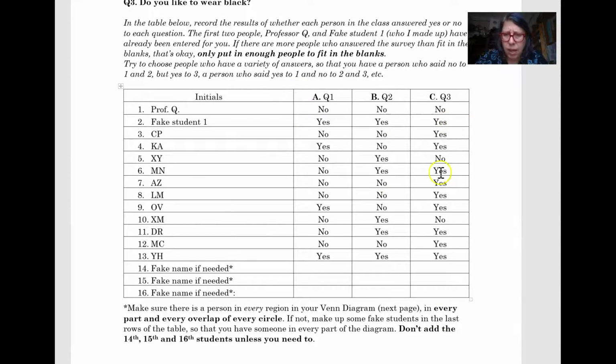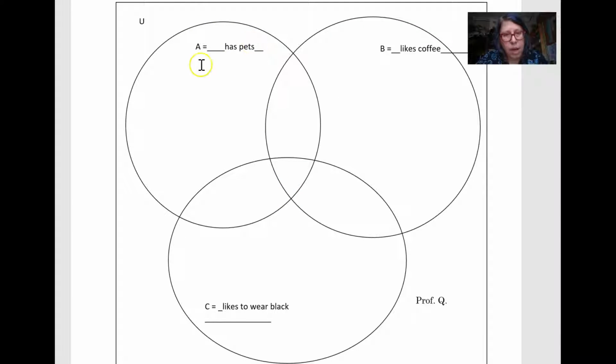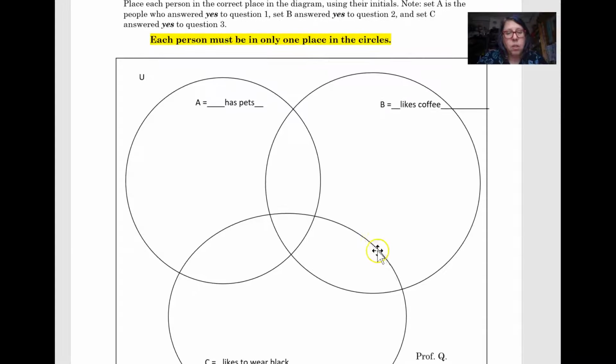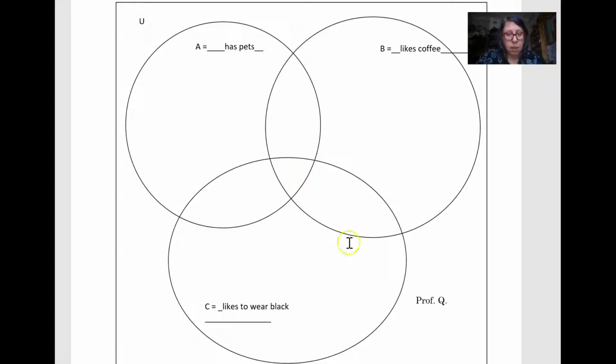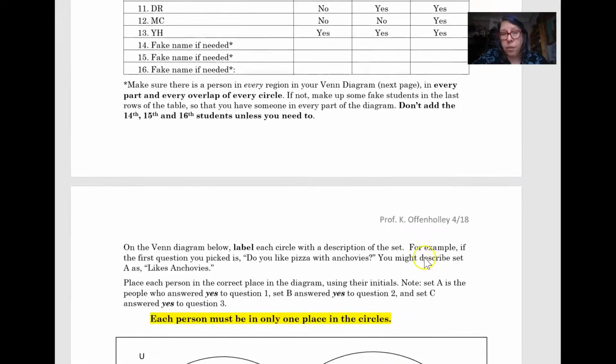And Fake Student 1 liked everything. So I'm going to say that means Fake Student 1 has pets. They're in this circle. They like coffee. They're in this circle. And they like to wear black. So for some people, you might think, okay, I'll put them there, there, and there. But look at the caution. Each person must be in only one place in the circles. So that actually means that I'm going to put this person right here, FS1, Fake Student 1. I'm going to put them there because they like all three things. They're in the overlap of all the circles.